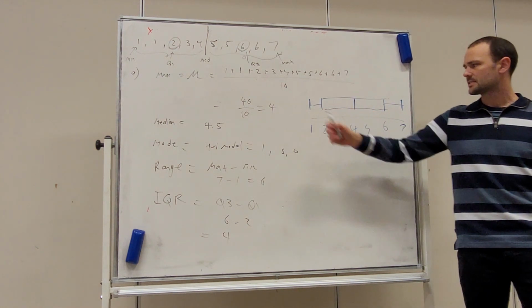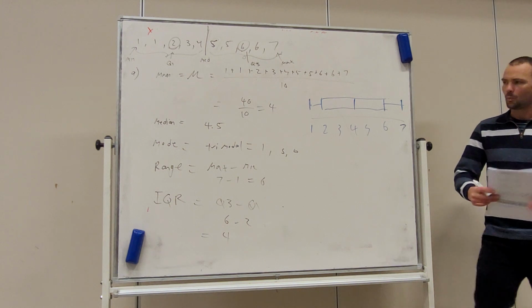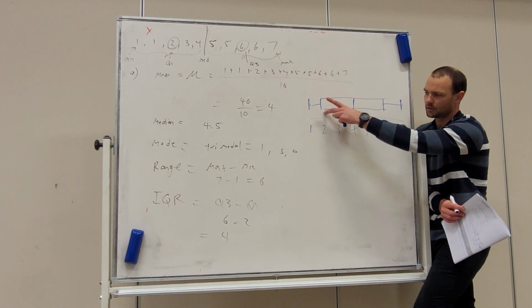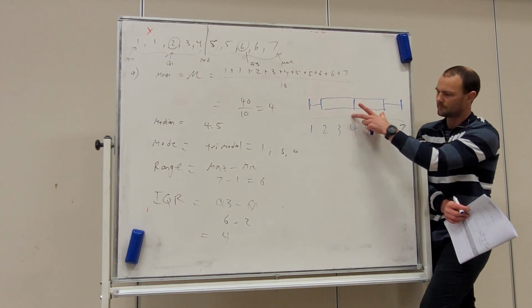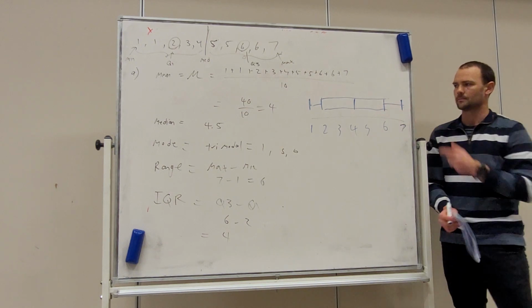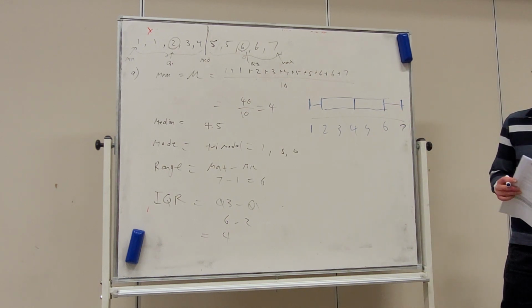And this just breaks the data up into quarters. We have 25% of the data occurs between 1 and 2, 25% of the data occurs between 2 and 4, 25% between 4 and 6, and 25% between 6 and 7. So that's what the box and whisker plot illustrates to us.